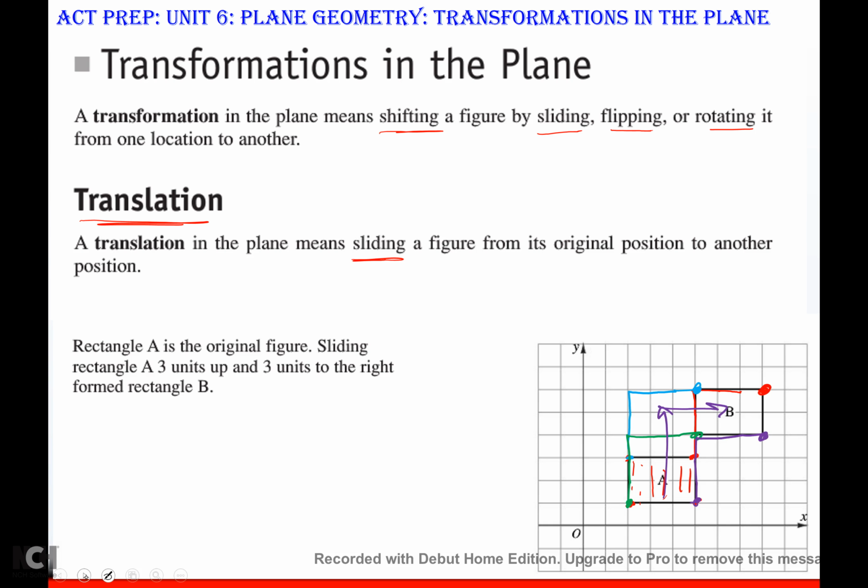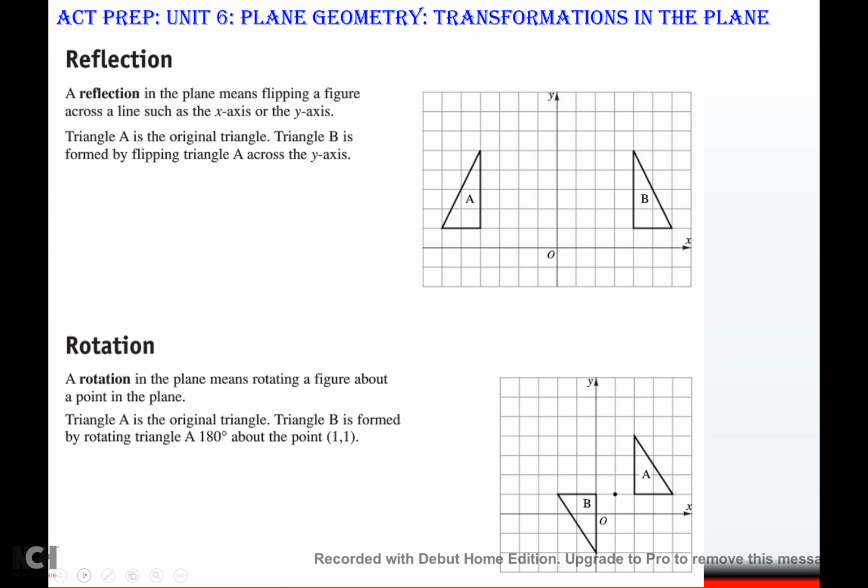That's a translation. A reflection in the plane means flipping a figure across a line such as the x-axis or the y-axis, but you could actually flip it over any line. If triangle A was my original one, when I reflect across the y-axis, if you look, it is 1, 2, 3, 4 units from the y-axis, and then it actually flips itself over. So it wouldn't face this way anymore. And again, it flips, so it's a reflection. It turns the other way.